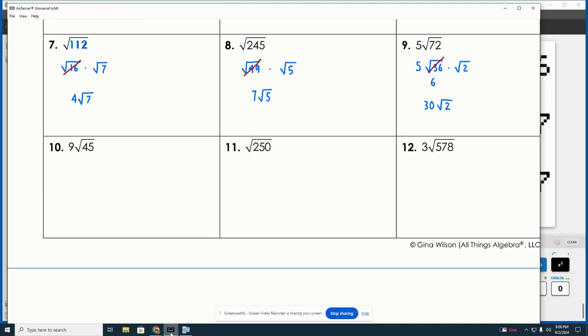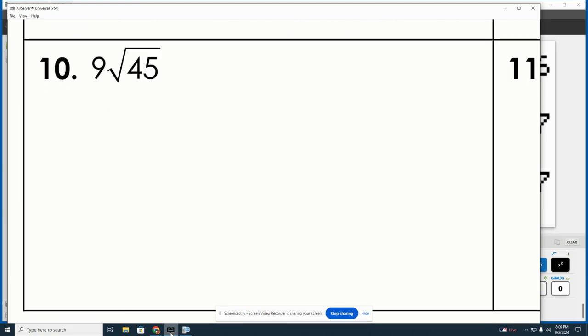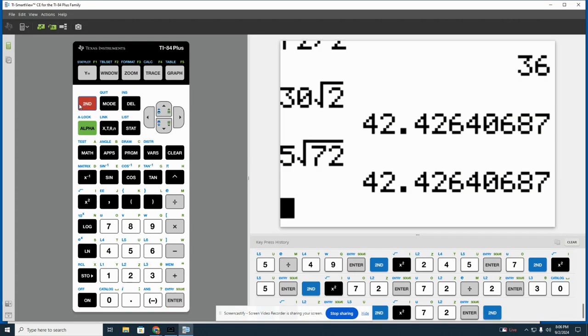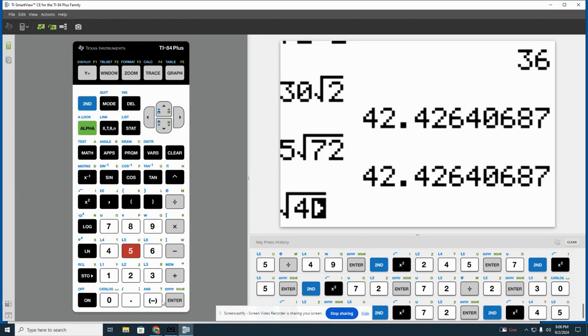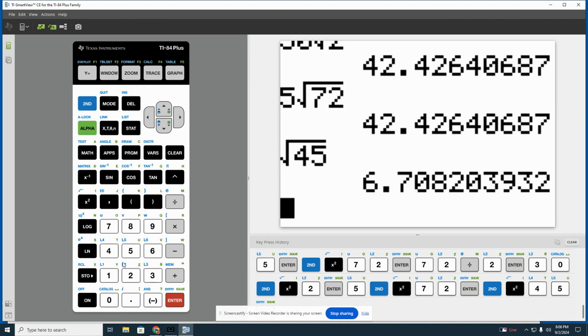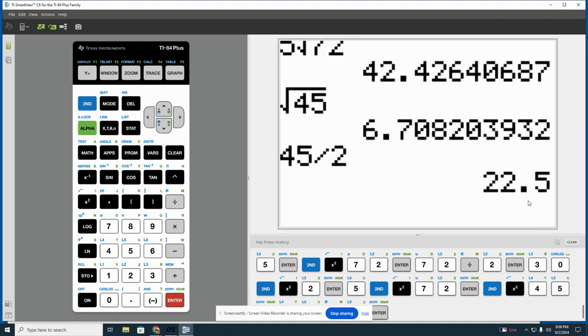So there's number 9. Let's look at number 10. And I'm hoping that you guys are starting to see this a little easier. Look, 45. Let's see if it's a perfect square. No, it's not. So I'm going to quickly take 45 and divide it by 2. I am not going to try a perfect square above 22.5. So let me go back to my list.